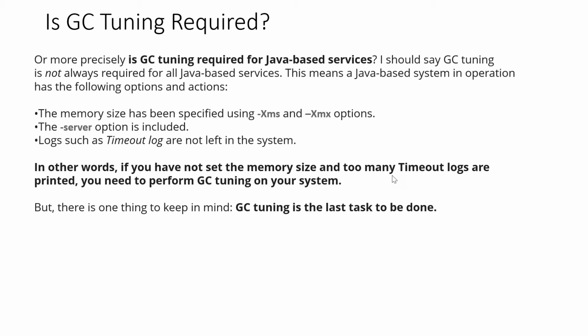Okay, so if you have not set the memory size and too many timeout logs are printed, you need to perform GC tuning on your system. So there are specific criteria, but no one does that. Nowadays JVMs are shipped with proper arguments. The architects give proper reasons for using every argument. Xms and Xmx, all these arguments are defined, right?